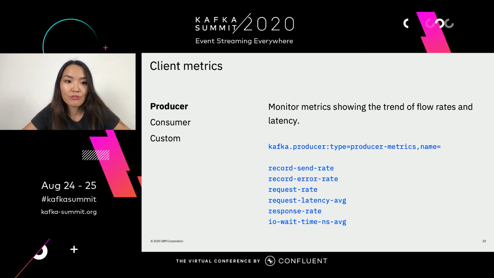You probably want to alert on it, because that means your producer has exhausted all of its retries and failed to send a message. And for the request rate and request latency, if you see a spike on these metrics, that's usually an indication of a network or connectivity problem to your brokers. And the response rate is how quickly the brokers are responding to your producer.